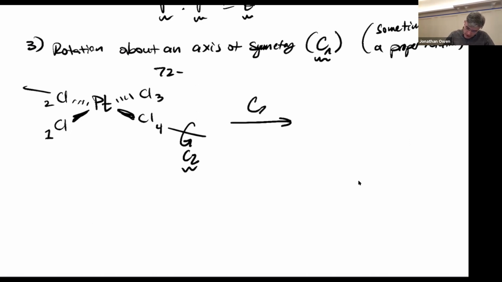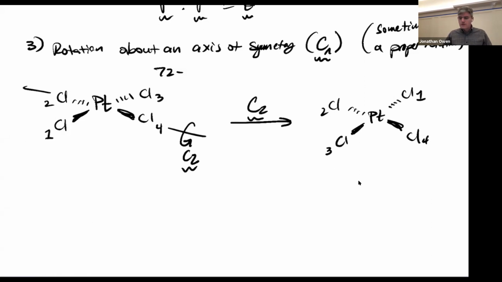And this is a C2 axis because the 2 denotes how far you rotate it compared to 360 degrees. So if n is 1, it's 360 degree rotation. N is 2 is a 180 degree rotation. N is 3 is 120. So we're going to do a C2, which moves some stuff around. The chlorines that are on the axis don't go anywhere. They get the same. But 180 degree rotation is going to send chlorine 1 to where chlorine 3 was, and vice versa.